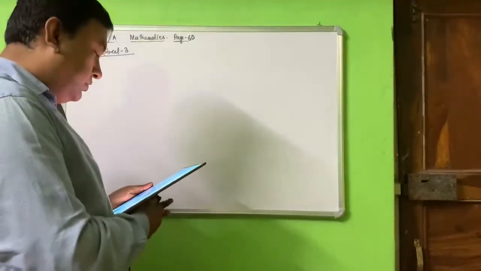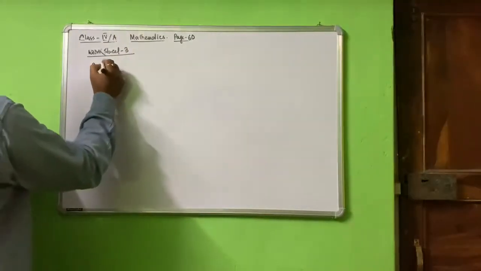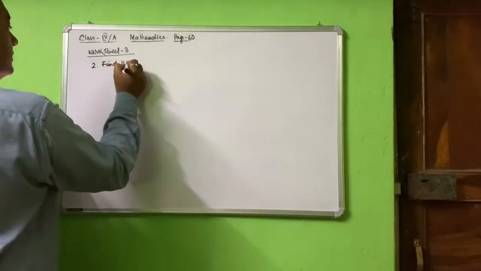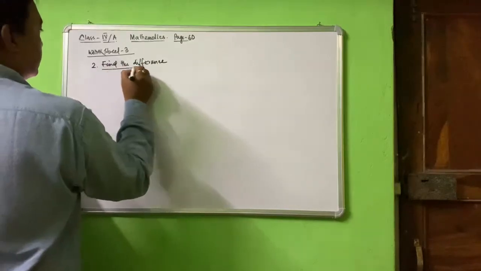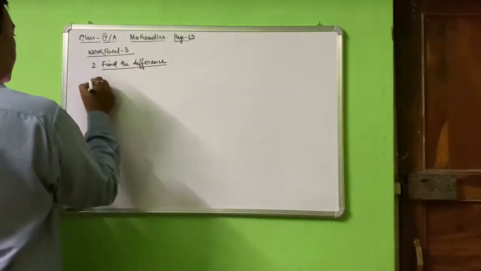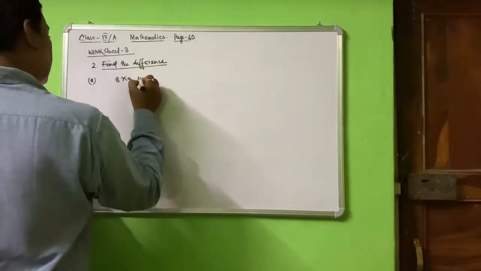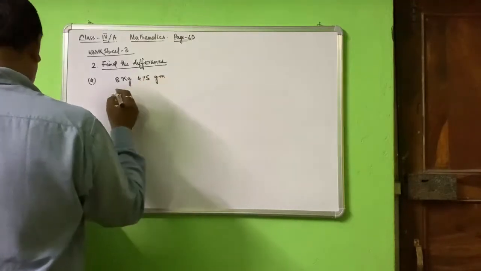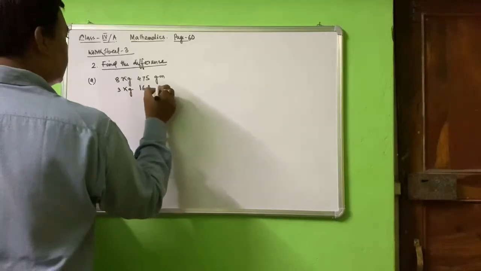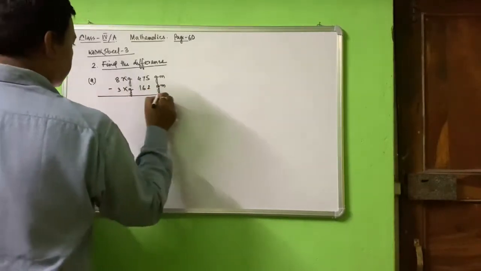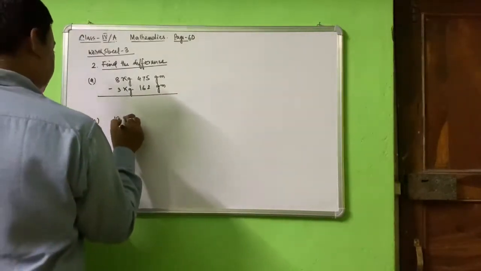Now I start question number 2. Find the difference. Gram, 3 kg, 162 gram, B, 13 kg.